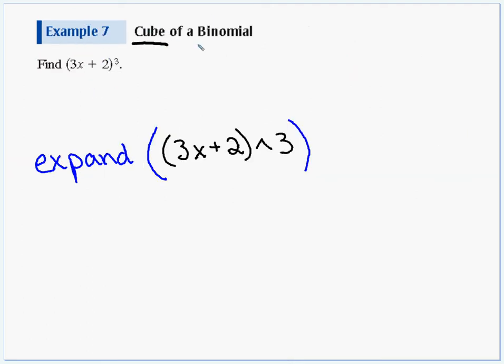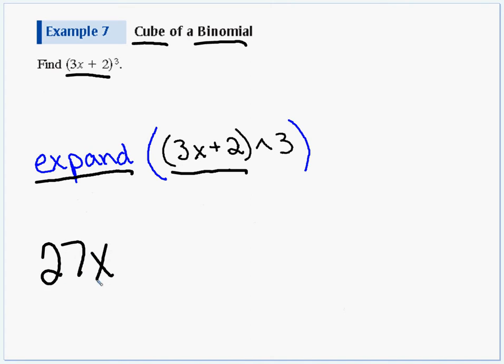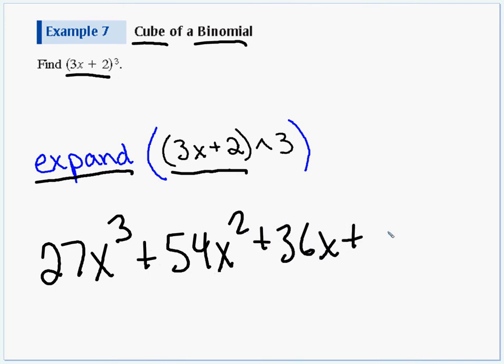Okay, example 7, the cube of a binomial. So we have the quantity 3x plus 2, and we want to cube that quantity. So F2 menu, get your expand command, left parenthesis is given. There's our 3x plus 2 quantity. We up caret it, give it a 3 for the exponent, and we close off the expand command. And if you hit enter, you should get 27x cubed plus 54x squared plus 36x plus 8.